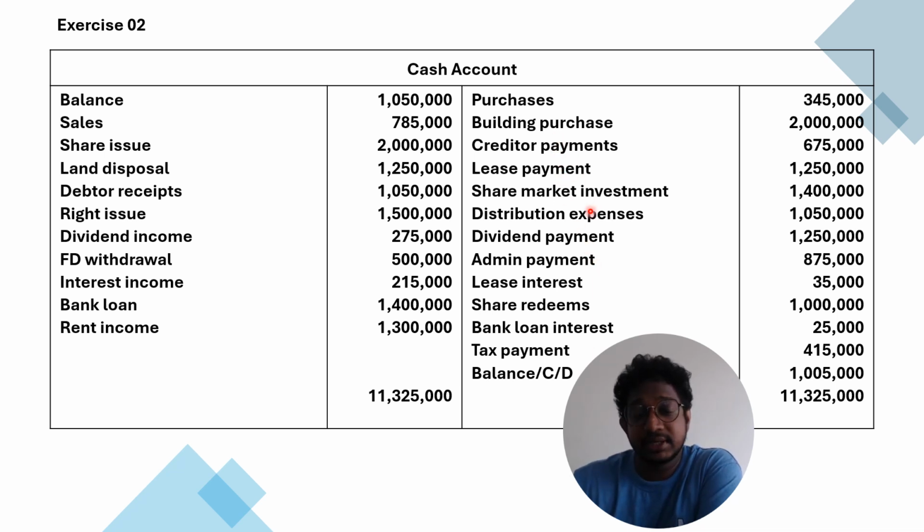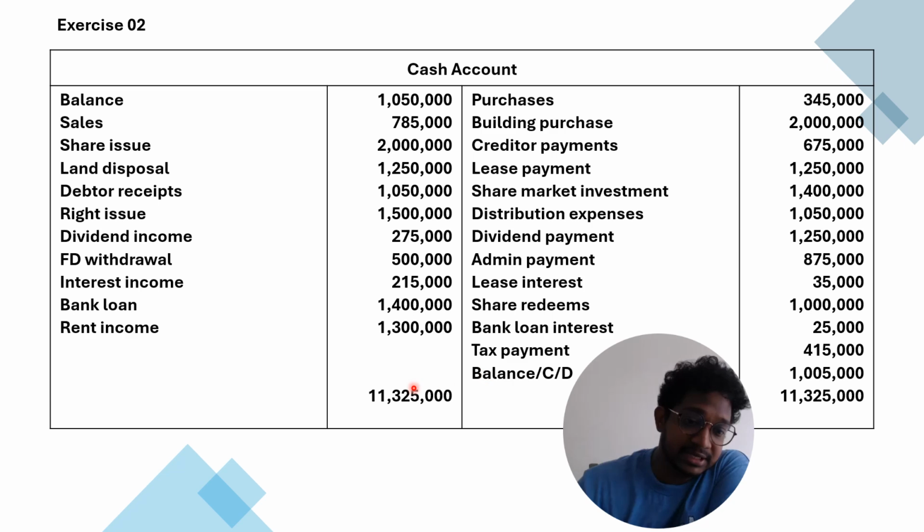Building purchase and share market investment, those two come in investing activities. And lease payment, dividend payment, share redeems, bank loan repayment come in as cash outflows in financing activities. So interest payment and tax payment have a separate place in operating activities to record them. So that's it for exercise number two.